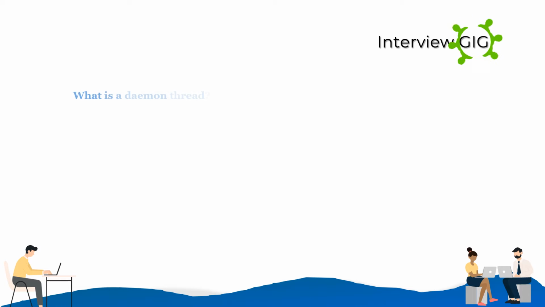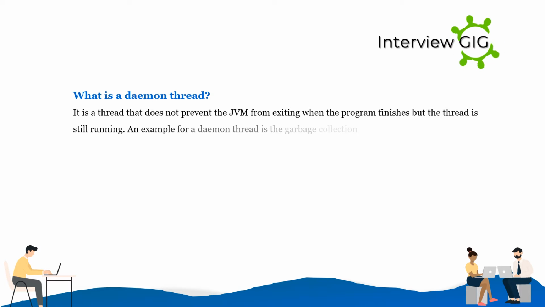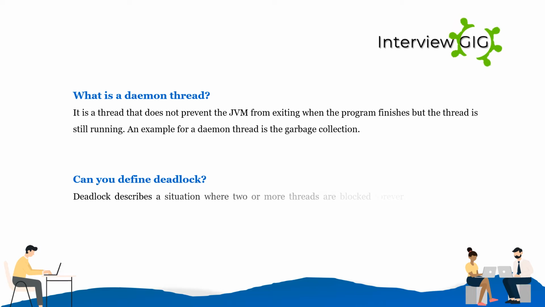What is a daemon thread? It is a thread that does not prevent the JVM from exiting when the program finishes but the thread is still running. An example of a daemon thread is garbage collection. Can you define deadlock? Deadlock describes a situation where two or more threads are blocked forever, waiting for each other.